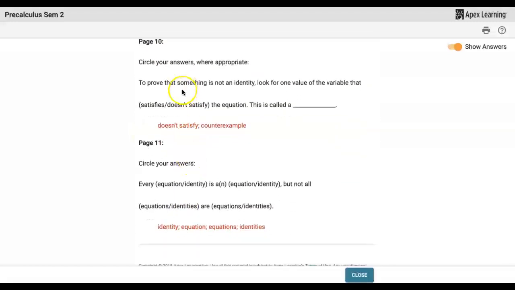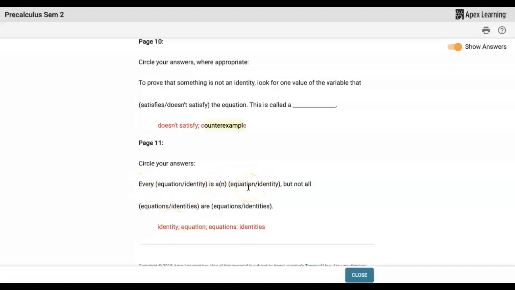And then the last couple things here: a counterexample is a value that doesn't satisfy the equation. It has to be every value in order to be an identity. So if you look at page 11 here, every identity is an equation.